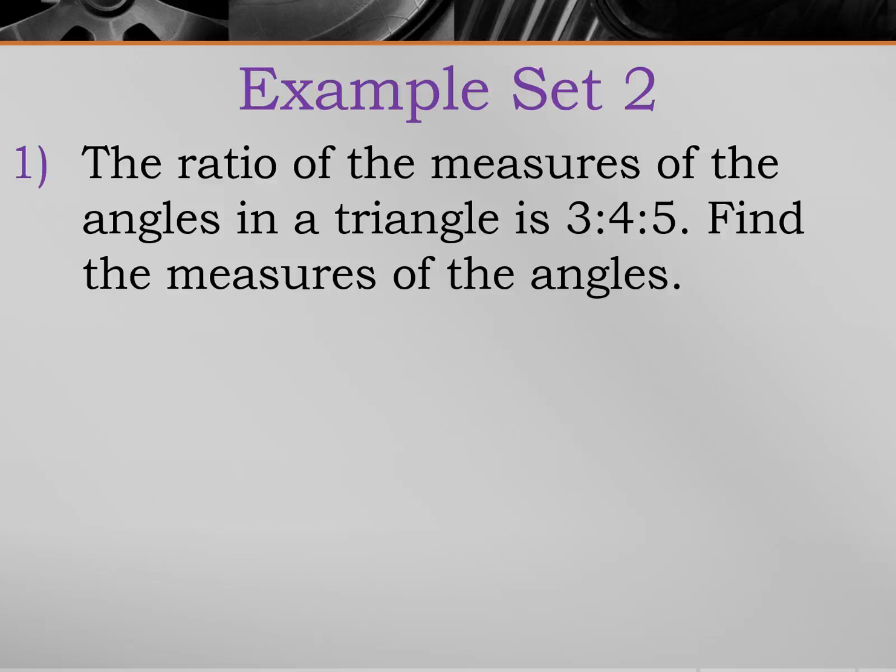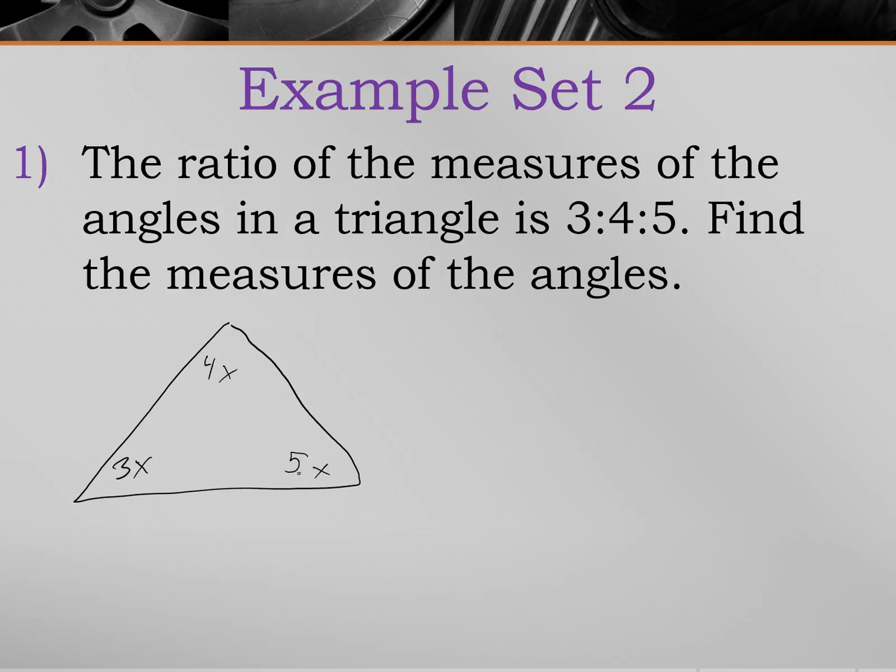So the ratio that measures the angles in a triangle is 3 to 4 to 5. We want to find the measures of the angles. So if I were to draw a triangle, and I may label our angles as 3, 4, and 5 degrees each, that would be the correct ratio, 3 to 4 to 5. The problem is, we know the angles of a triangle have to add up to 180. 3 plus 4 plus 5 is not 180. However, if I make this 3x, 4x, and 5x, we now have the ratio of the angles of a triangle still being 3 to 4 to 5.